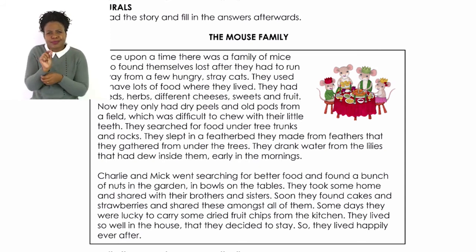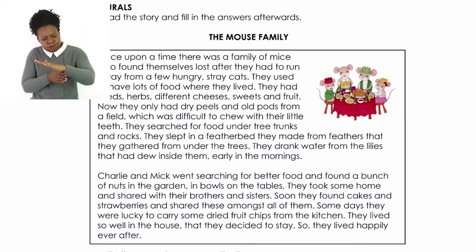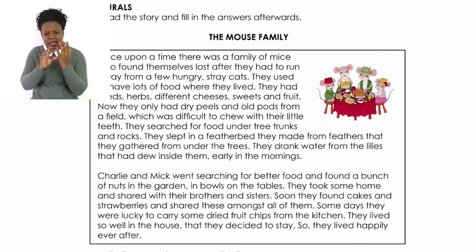They searched for food under the tree trunks and rocks. They slept in a feather bed they made from feathers that they gathered from under the trees. They drank water from the lilies that had dew inside them. Early in the mornings, Charlie and Mick went searching for better food and found a bunch of nuts in the garden, in bowls on the tables. They took some home and shared with their brothers and sisters.